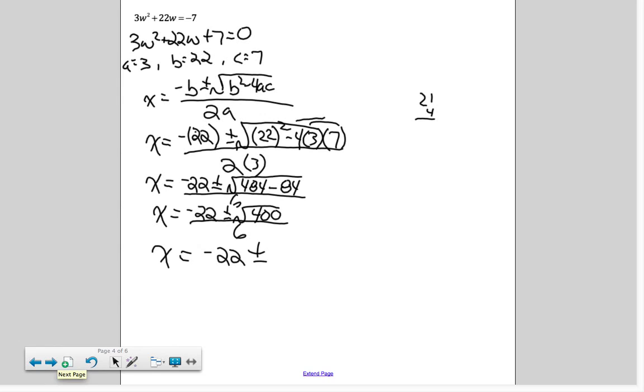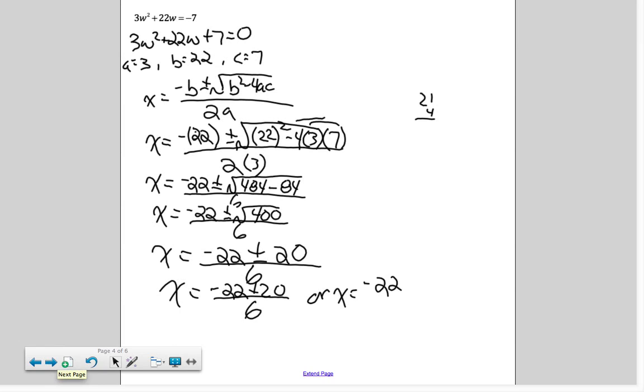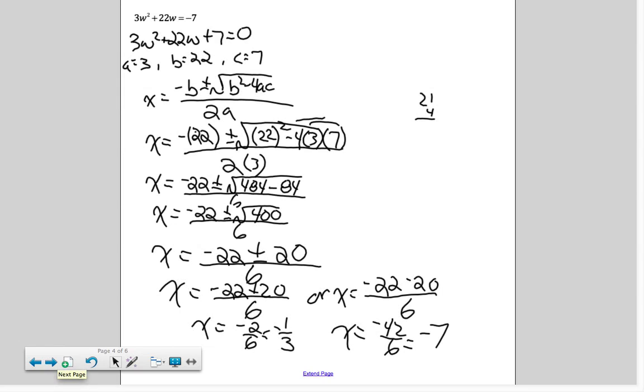So x is equal to minus 22 plus 20 over 6, or x is equal to minus 22 minus 20 over 6. Here x is equal to minus 2 over 6, which is minus 1/3. Here, what's minus 22 minus 20? Minus 42 divided by 6, which is equal to minus 7.